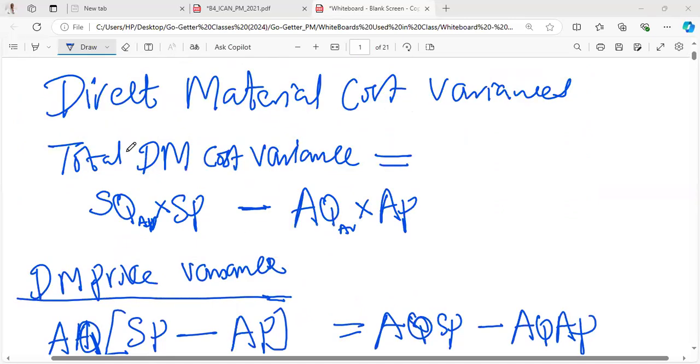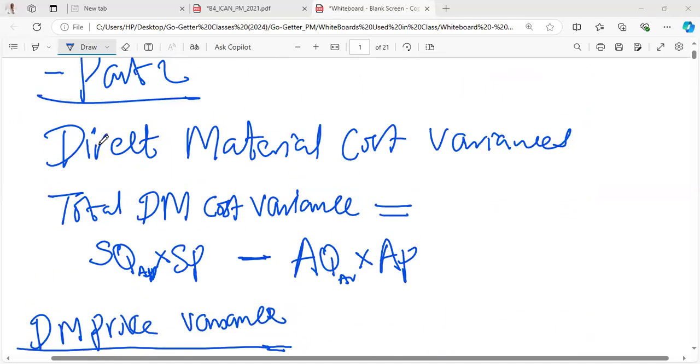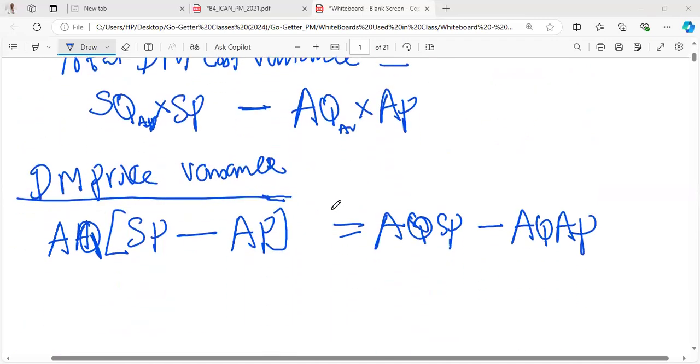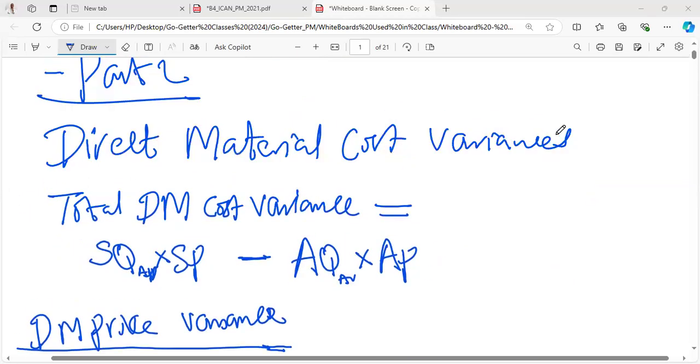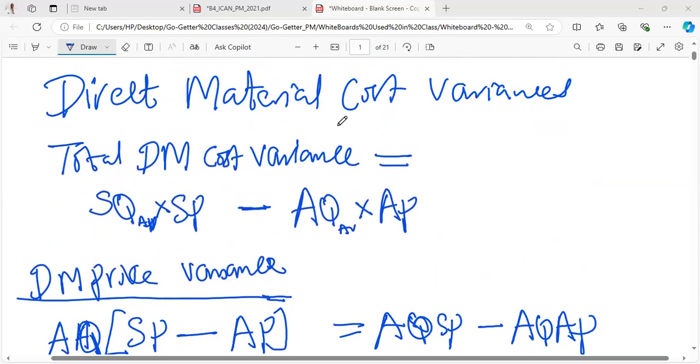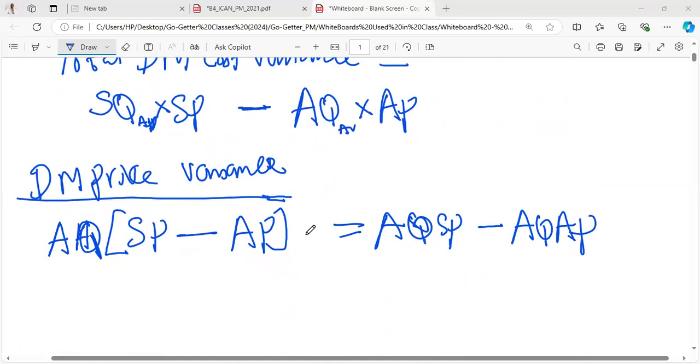This total direct material cost variance can be broken down into two classes. We have direct material price variance and we have direct material usage variance. If you add the two, it will give you this direct material cost variance. Now, if you look at it, can you see cost here? Can you see price inside cost? So why are we asking if price and cost are different?